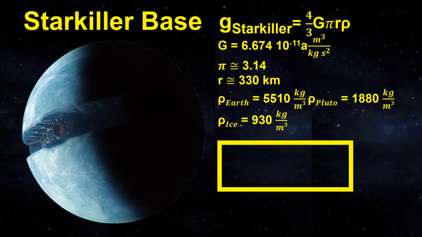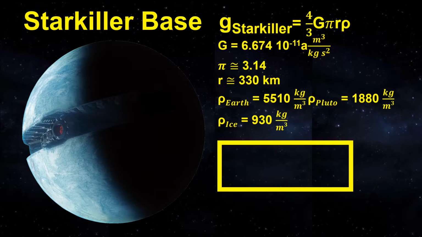Okay, now let's look at something really big. Starkiller Base. I mean, that's built on a planet, right? Well, it's the ice planet Ilum that has a radius of 330 kilometers. Compared to other objects in the solar system, it's more of a decently sized moon than a planet.